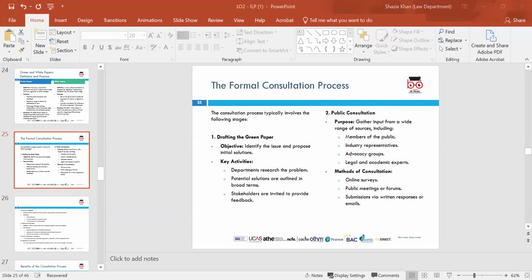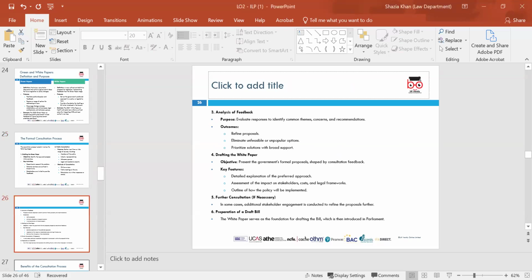So the formal consultation process involves the following stages. First, drafting the green paper, which is identifying any issues and coming up with solutions. Secondly, the public consultation, gathering input from a wide range of sources, members of the public, and legal academics. Methods of consultation include online surveys, submission of written reports, and public forums to get them involved and see what they decide. And then we have the analysis of feedback. It's really important that they get feedback and refine any proposals.